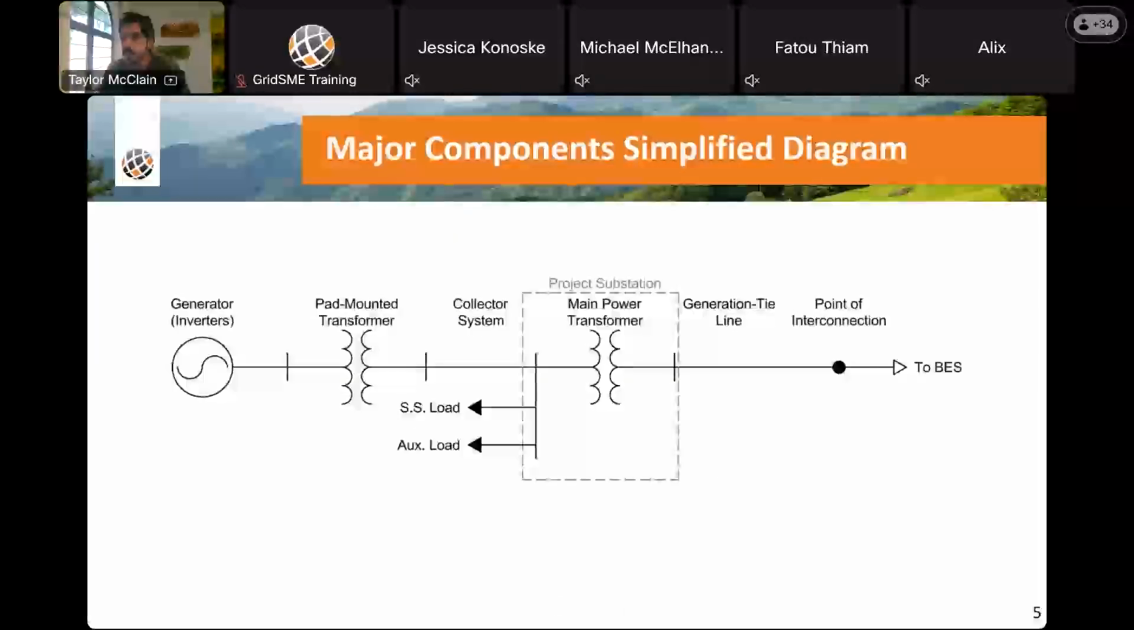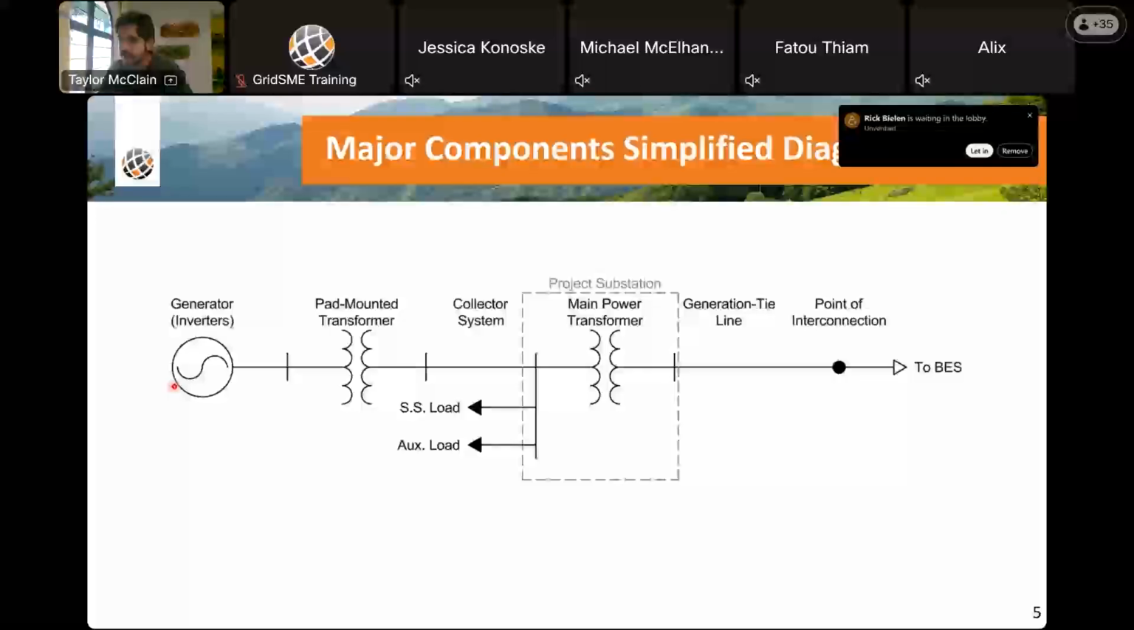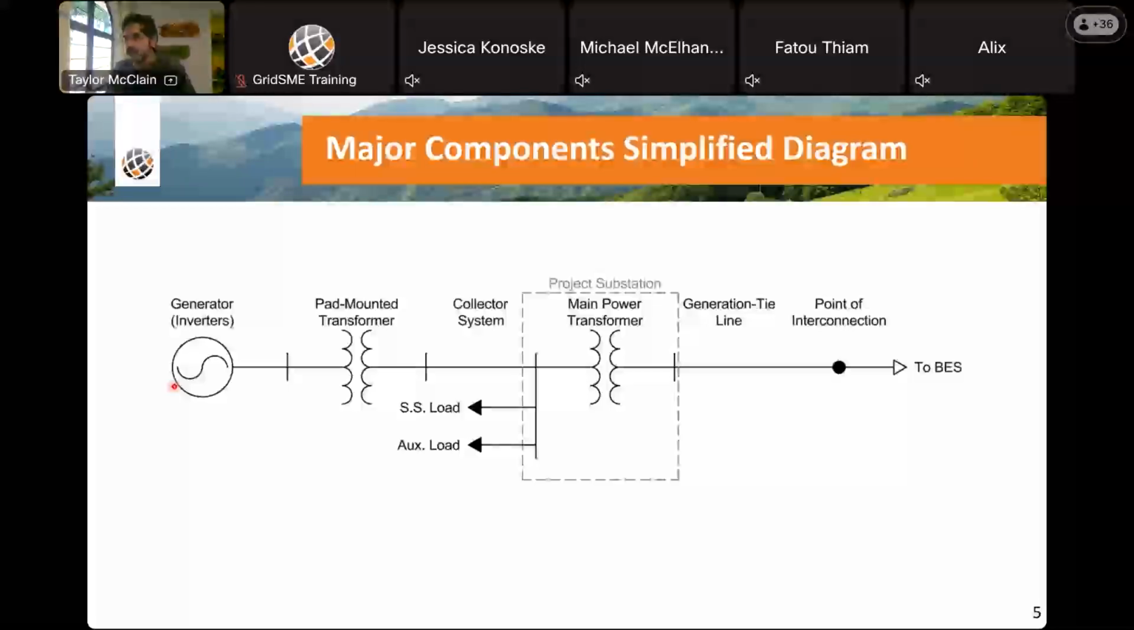As we walk through the major components, I'm going to start on the BES side, which is the bulk electric system, basically meaning the rest of the transmission system, all the electrical infrastructure. And we're basically just going to walk through this diagram all the way back to the generator. As I mentioned earlier, I have this focused on inverter-based resources. There are certainly differences in the components that are required and the layouts, but some of this stuff does still apply. But keep in mind that this is geared towards the inverter-based resources.